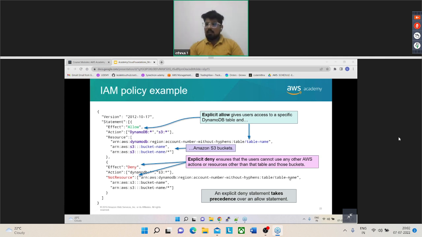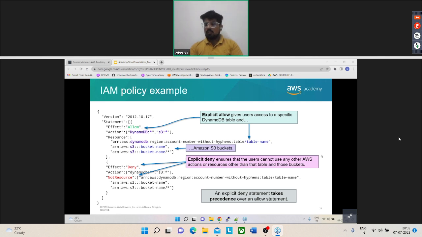Look at this; it is the same table name and bucket name. The bucket name is the name of the S3 bucket, and the table name is the name of the DynamoDB table. So they are telling that excluding these resources, a user cannot access anything because it is explicitly denied. Understood? And an explicitly denied statement takes precedence, or the upper hand, over an allow statement. Okay, now you got this.